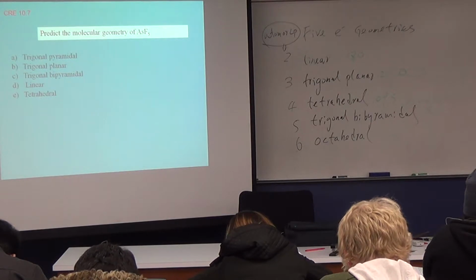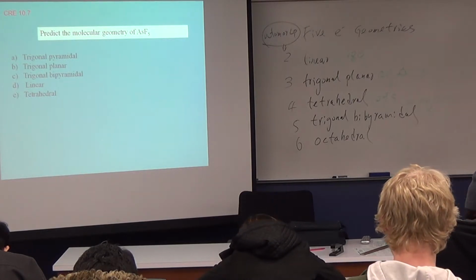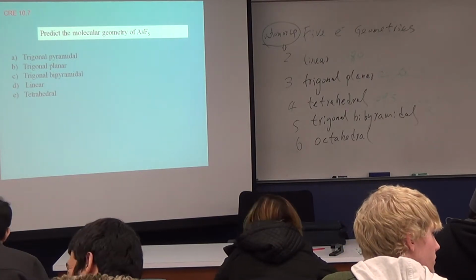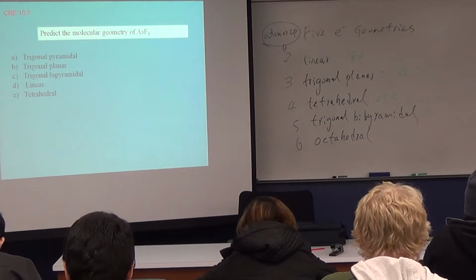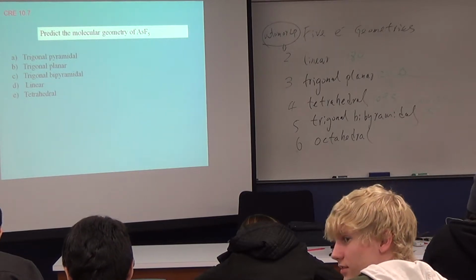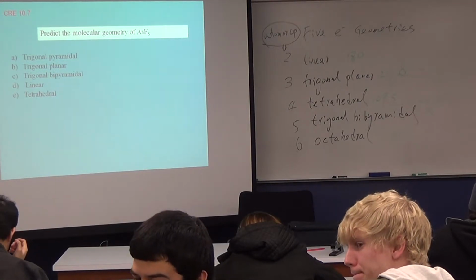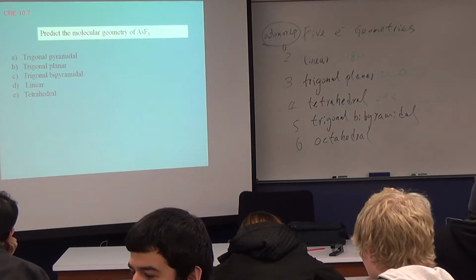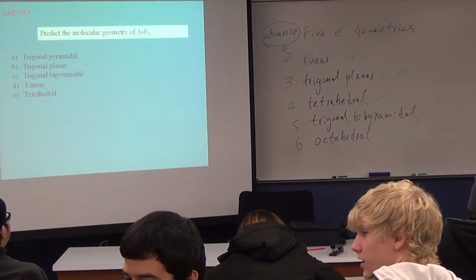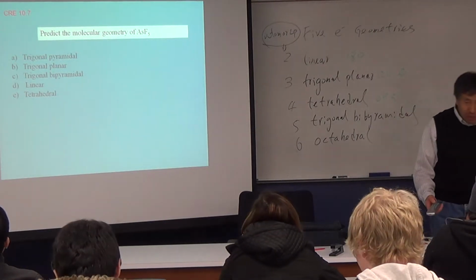What you do next is counting the electron groups. How many electron groups on the As? 5. And 5 means the electron geometry is what? Trigonal bipyramidal, right? All right, so the answer is option C, right? Yeah.